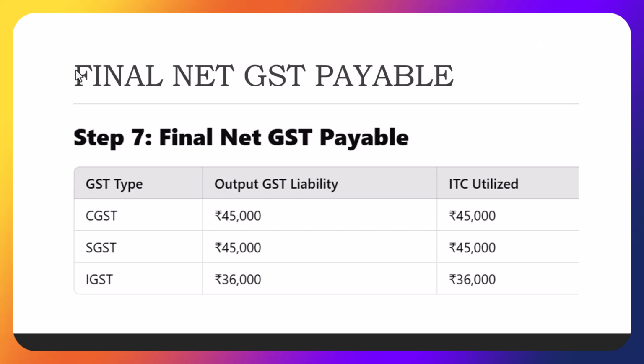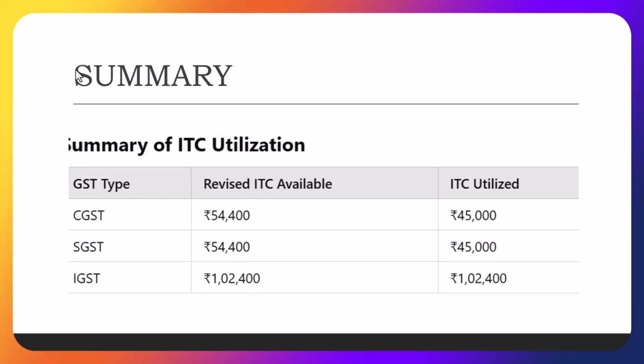So if you look at the final result, the output GST liability was 45,000, 45,000, and 36,000. He has utilized the ITC credit to the extent of 45,000, 45,000, and 36,000, which means he doesn't have to pay anything because he had a sufficient amount of credit. Summary of ITC utilization: this was the ITC available and this is the ITC utilized. He will still be left with CGST and IGST input credit, because the ITC available is 54,400 whereas he has utilized 45,000. So there will be a balance of 14,400.